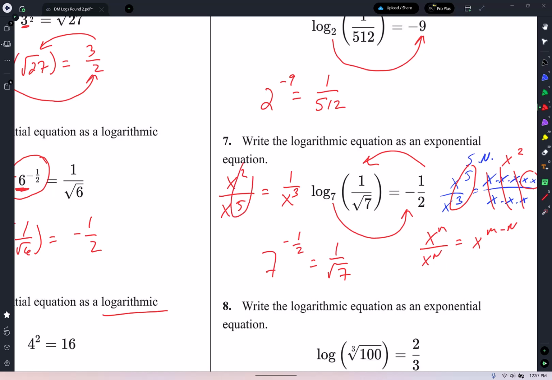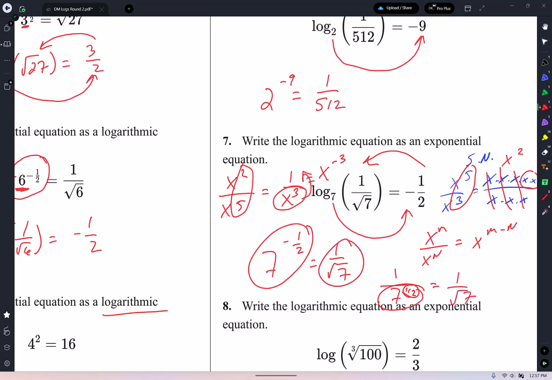But look, 2 minus 5 is negative 3. You could have also said x to the negative 3. So how do I turn that positive one to a negative? By moving it up. So if I want to turn this to a positive, you bring it down. So that means 1 over 7 to the half. And then 7 to the half means square root. And OMG, look, that's 1 over square root of 7. See? So everything's connected, guys.